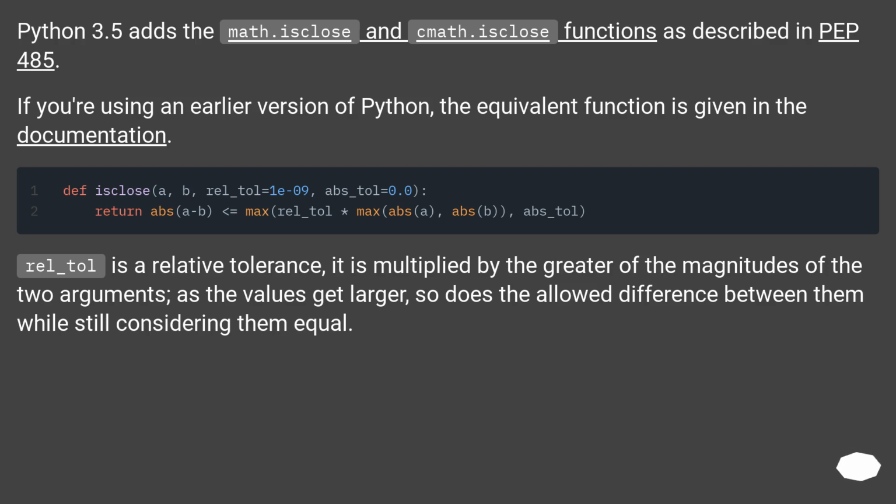rel_tol is a relative tolerance. It is multiplied by the greater of the magnitudes of the two arguments. As the values get larger, so does the allowed difference between them while still considering them equal.